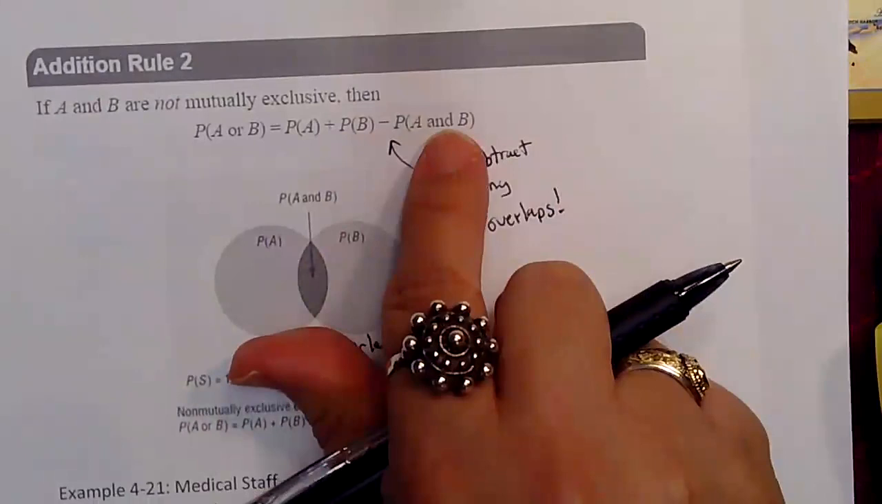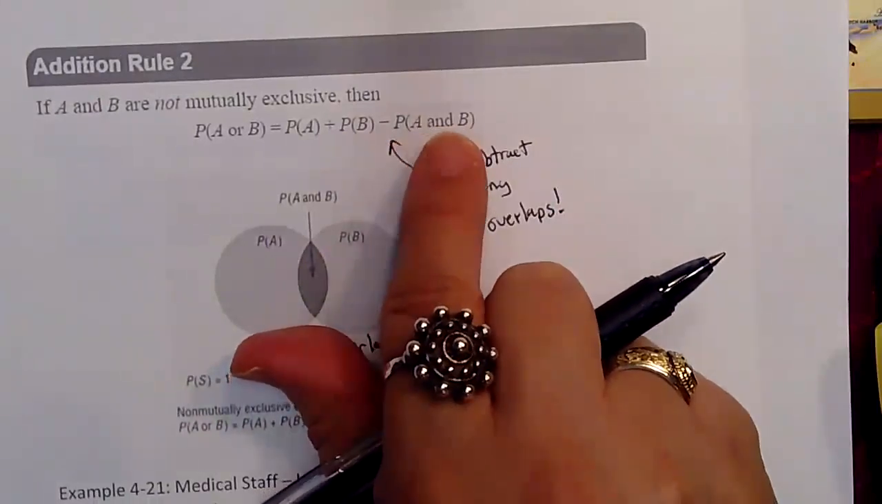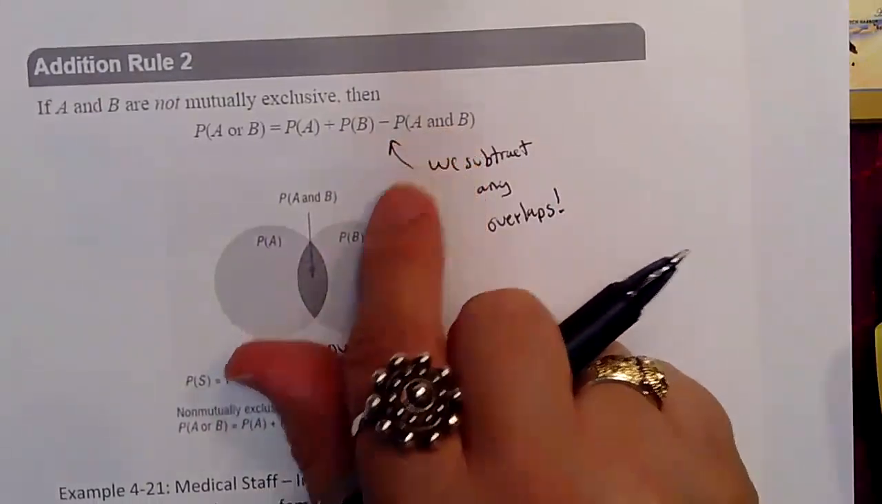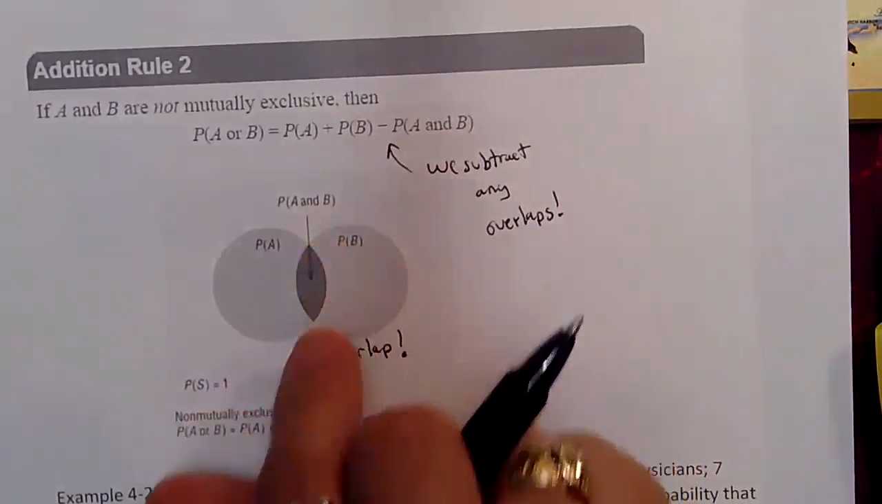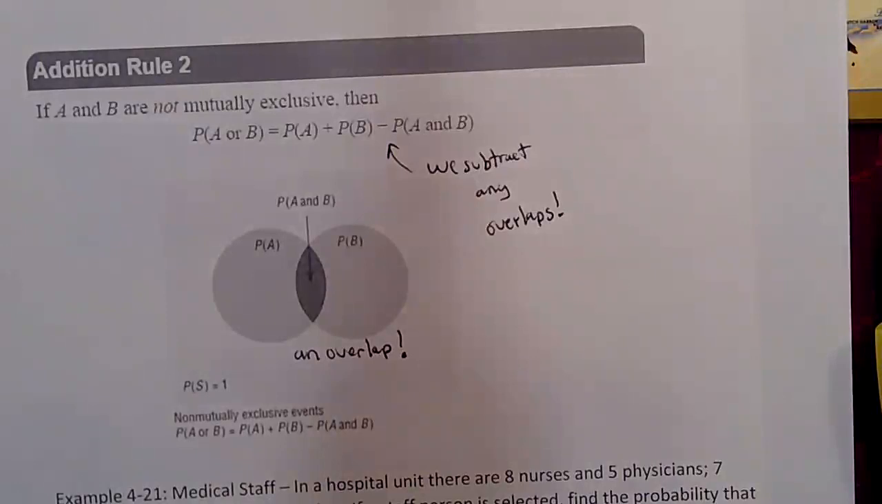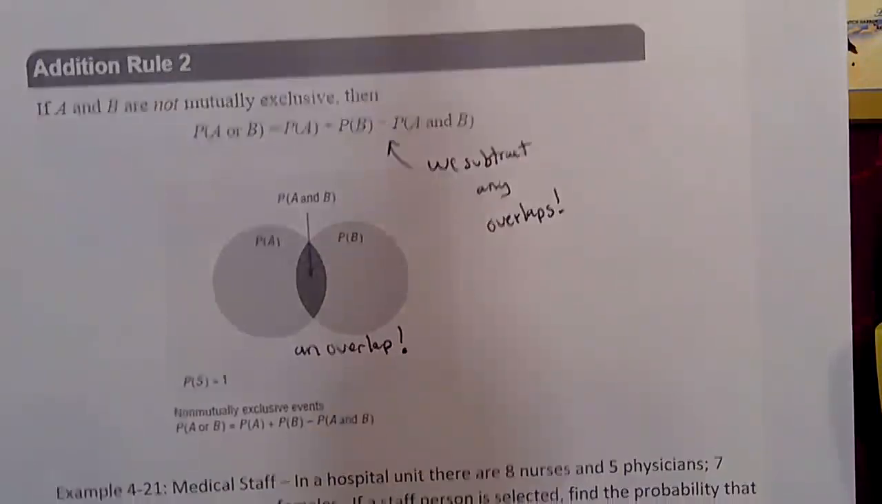And this would represent the overlap, probability of A and B. This represents the overlap here. So you want to subtract them out because you don't want to count them twice. That's why. Okay. So here's an example of that.